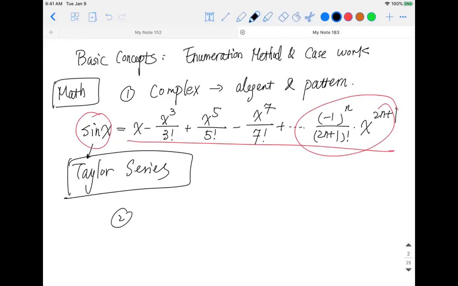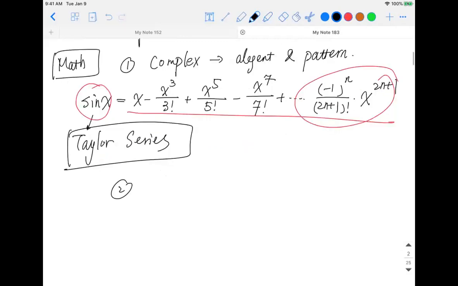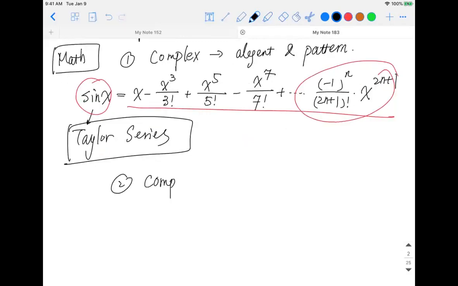Well, sometimes you have some other scenarios. You also have a complex problem, but there's no pattern. There's no regulation.